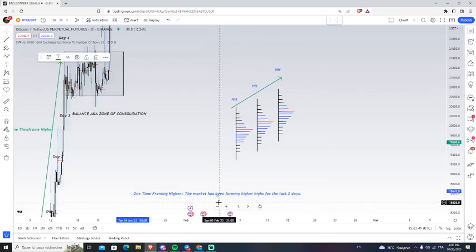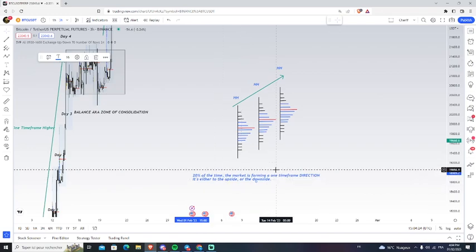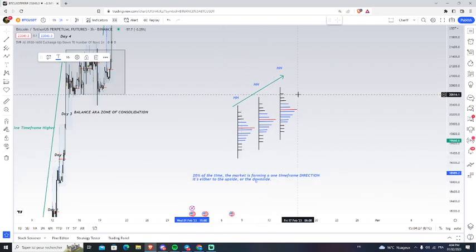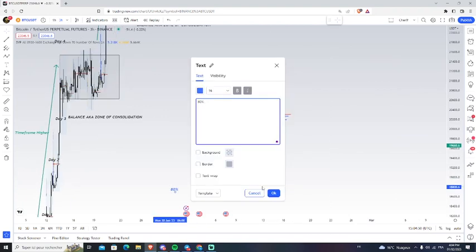We move on and finish explaining that 20% of the time the market is forming a one time frame direction. It's either moving to the upside or moving to the downside, only one of these two directions. And now we are going to talk about the thing that the market does most of the time, which is rotating. 80% of the market pattern is rotation, or we could say consolidation.